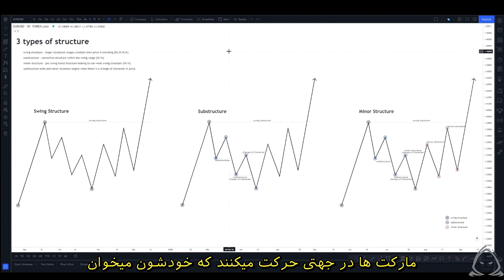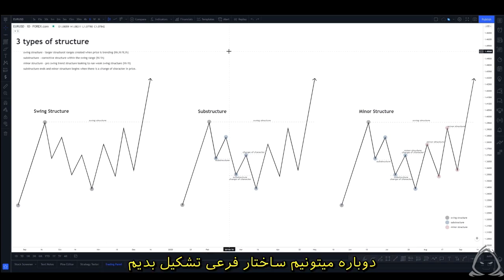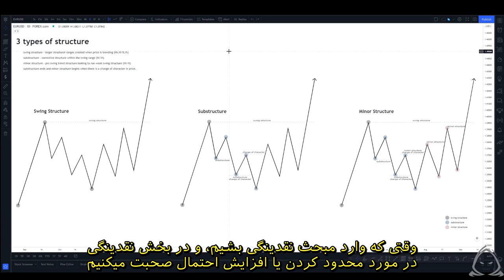The markets are moving in the way that they do. They're collecting orders, structures being created, whether it be swing structure, substructure, and minor structure. Again, we can create substructure, start creating minor structure, and then create more substructure. And we'll be able to touch on this a lot more once we jump into the liquidity segment.